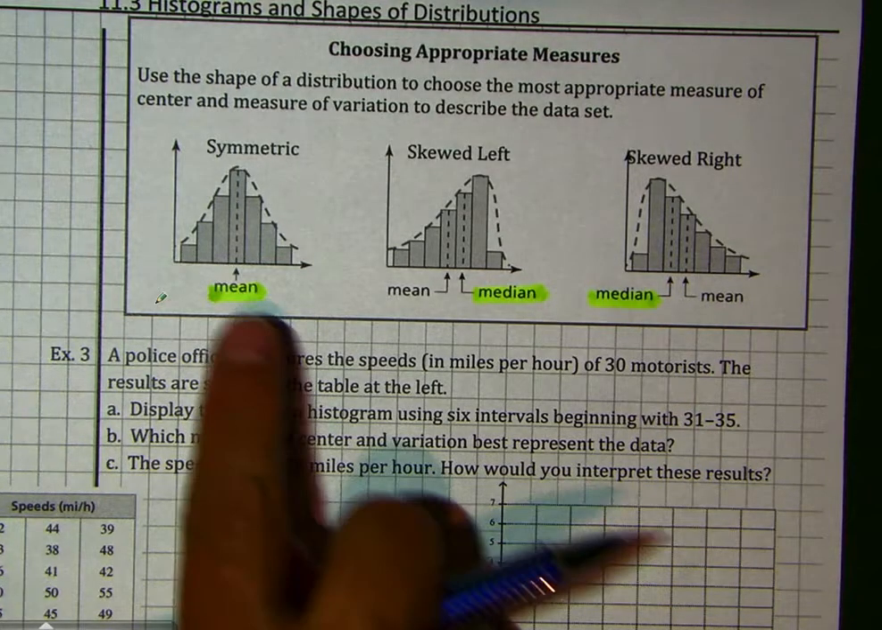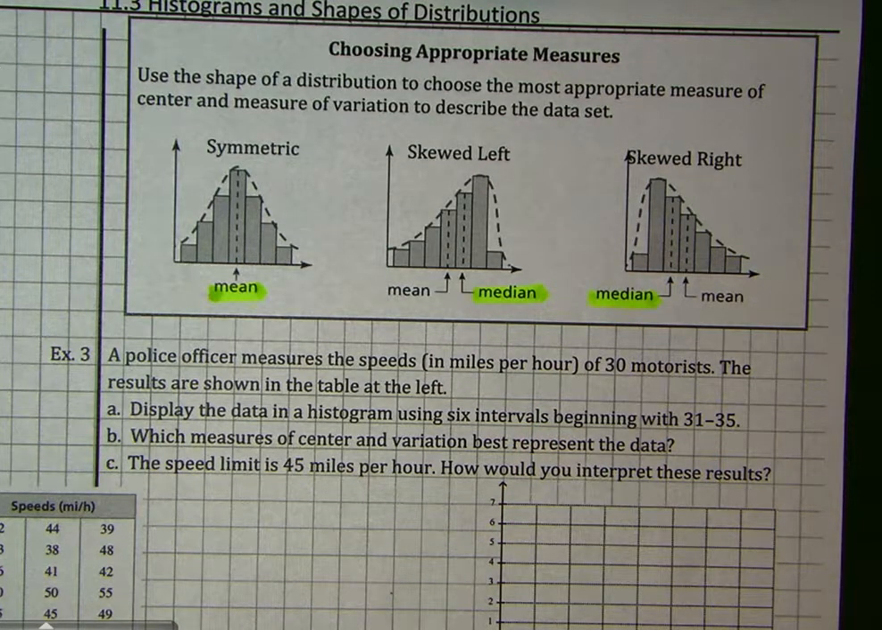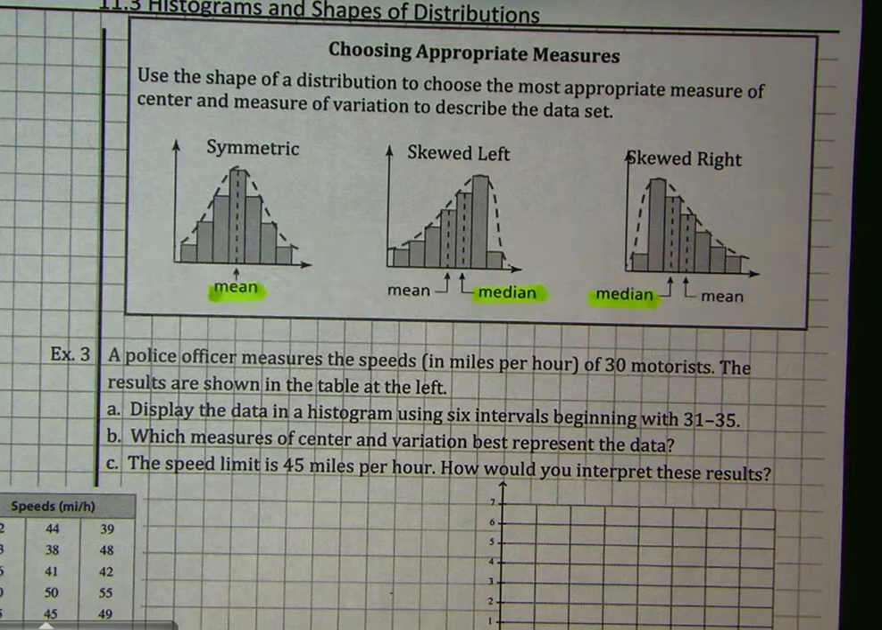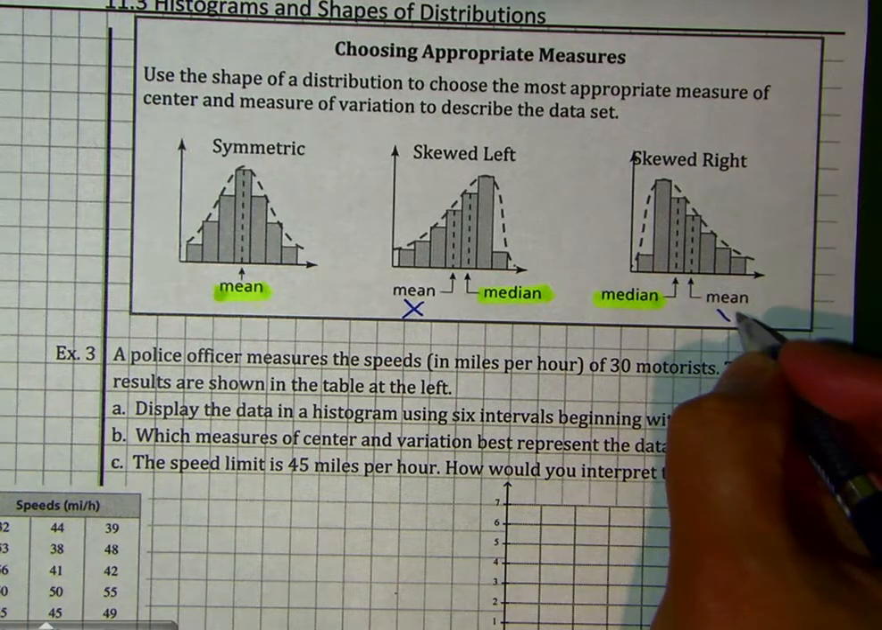So just make sure that you highlight it: mean, median. And let's go and place a little X in here, just so we know that's not the mean, and that's not the mean.